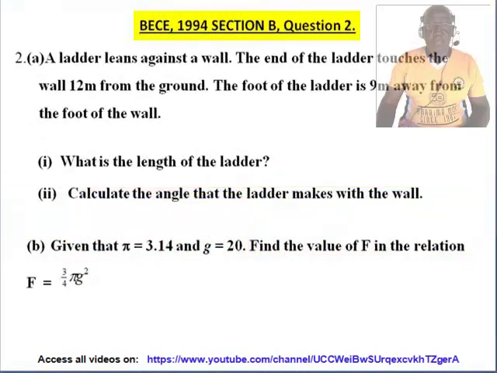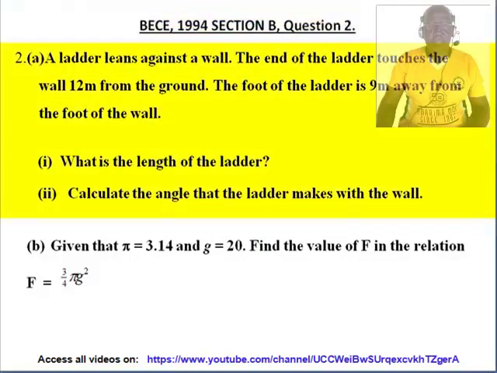BECE, 1994, Section B, Question 2. 2a. A ladder leans against a wall. The end of the ladder touches the wall 12 meters from the ground. The foot of the ladder is 9 meters away from the foot of the wall. I. What is the length of the ladder? II. Calculate the angle that the ladder makes with the wall.